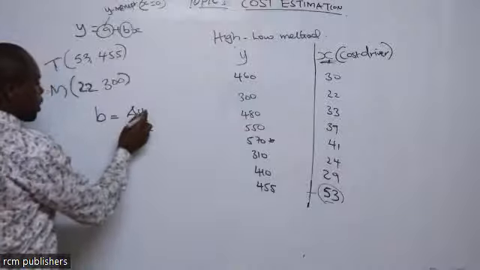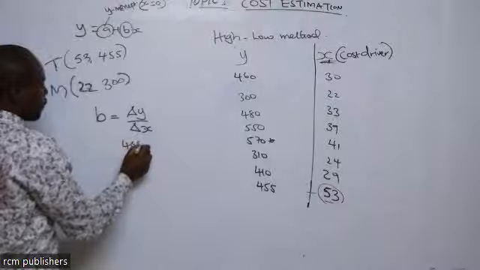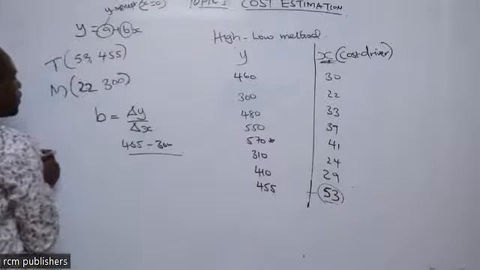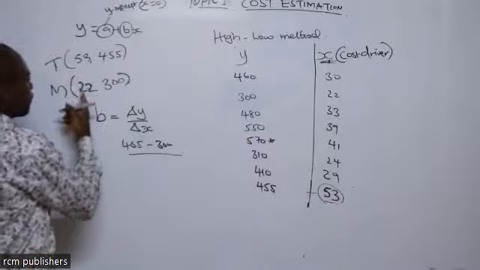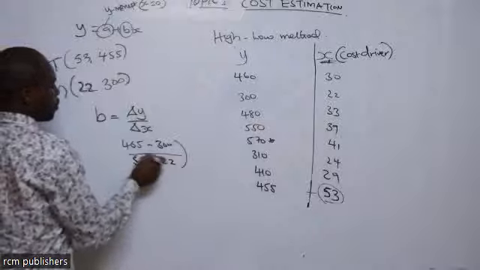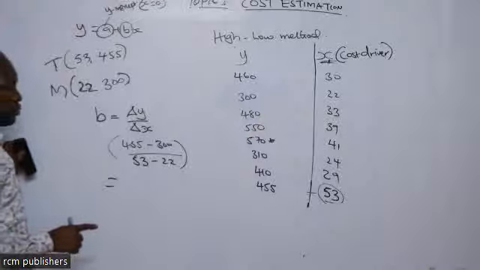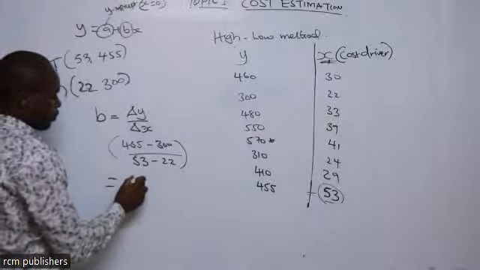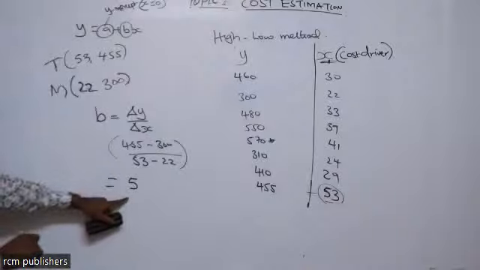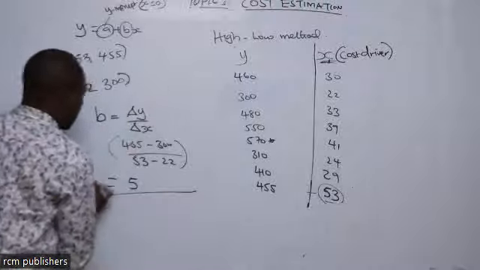Change in Y, we take the highest value of Y, which is 455, minus the lowest 300, over the highest value of X, 53, minus 22. If I apply that, I'm going to get the value of B, which you told me is equivalent to 5. Once we have 5 here, we come to our question.